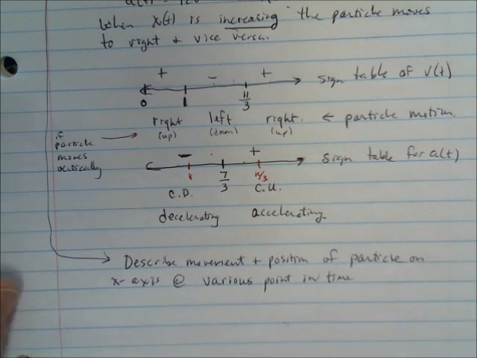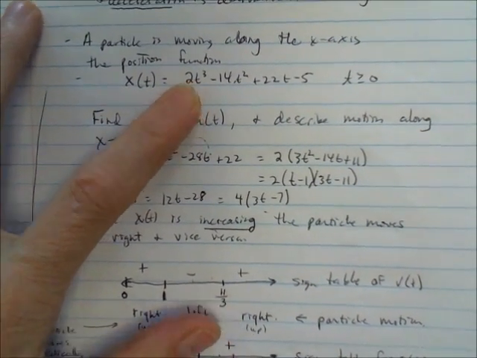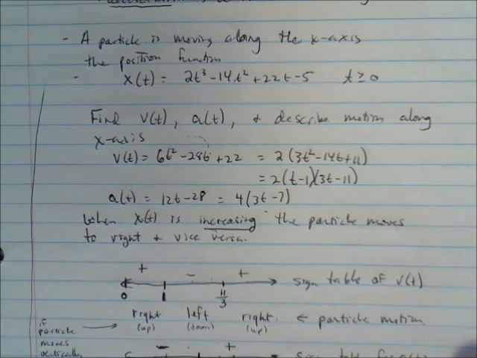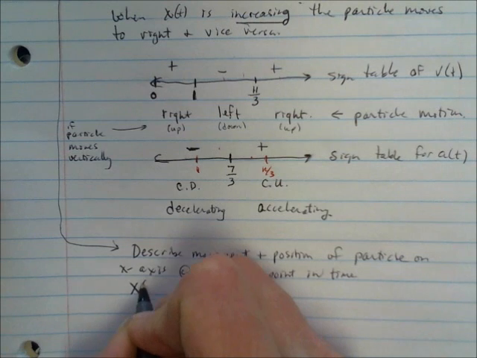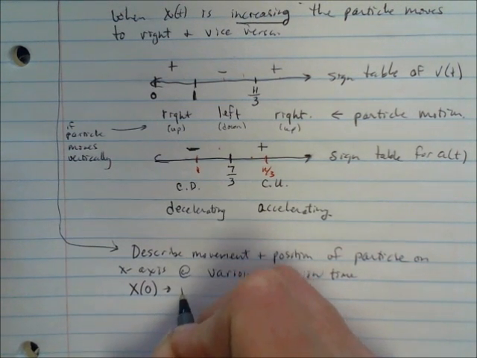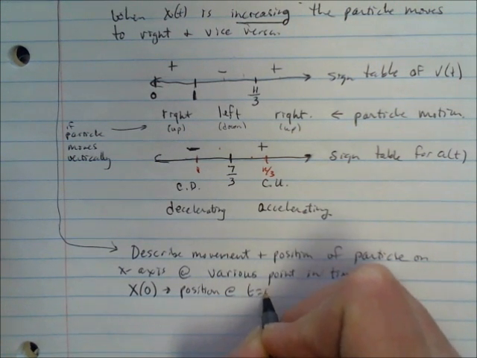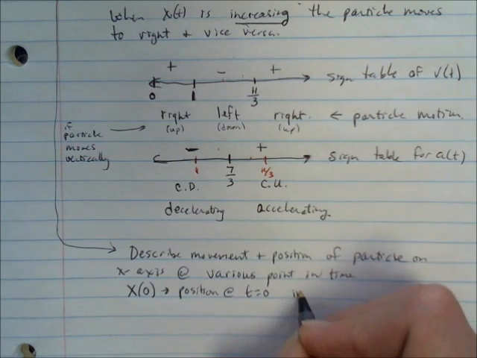So we'll look at this function, and we'll figure out where this particle starts off. Where's the initial value of this function? In other words, we're trying to find where it starts, which is at x of 0. So let's add this. x of 0 means the position at time equal to 0, and that's also called an initial position.